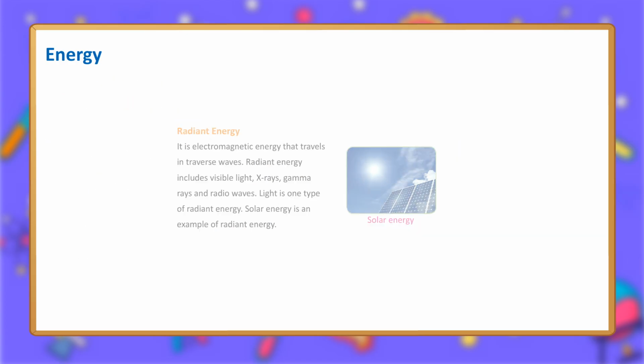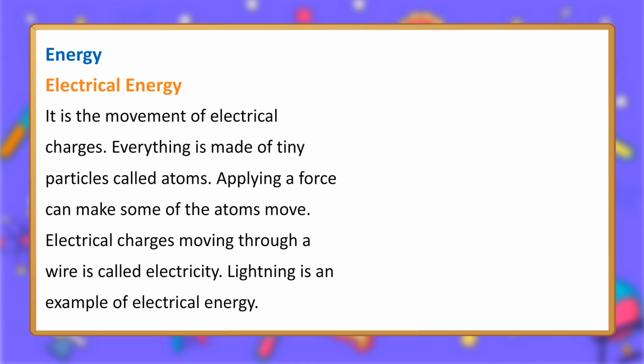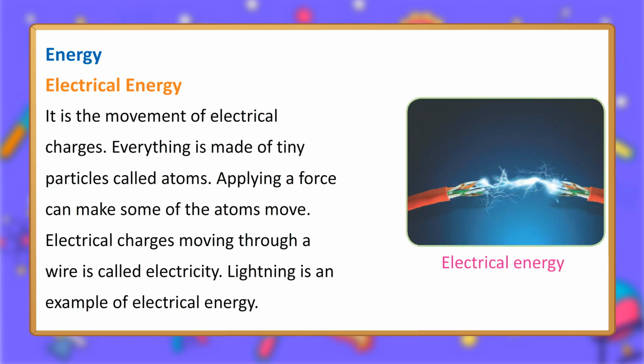Electrical energy. It is the movement of electrical charges. Everything is made of tiny particles called atoms. Applying a force can make some of the atoms move. Electrical charges moving through a wire is called electricity. Lightning is an example of electrical energy.